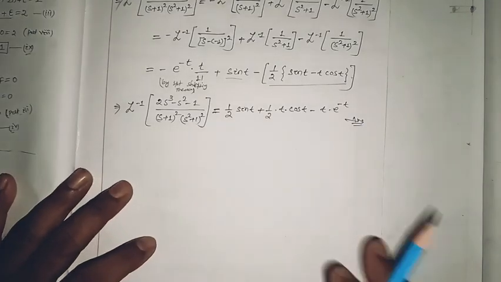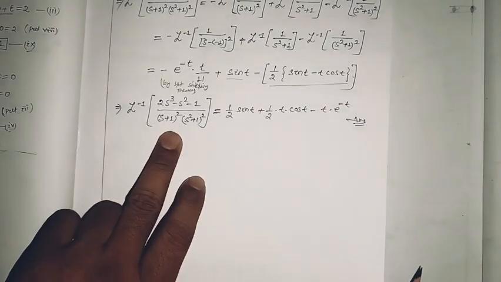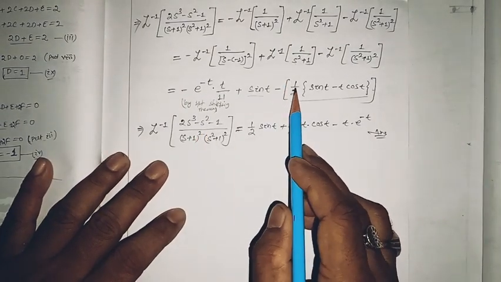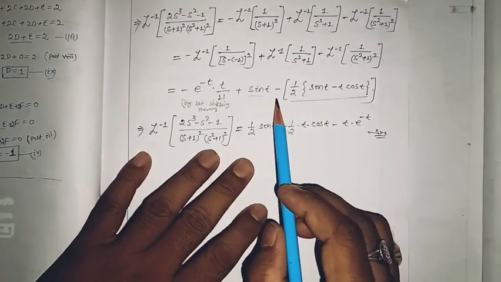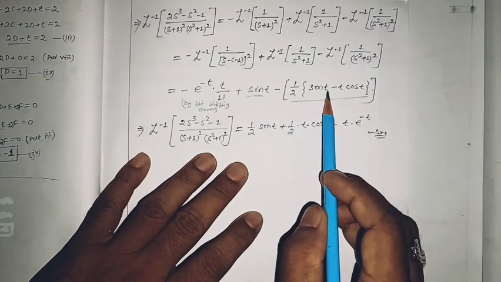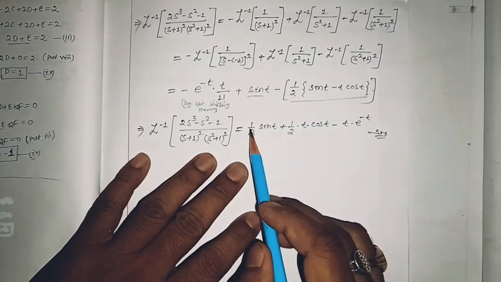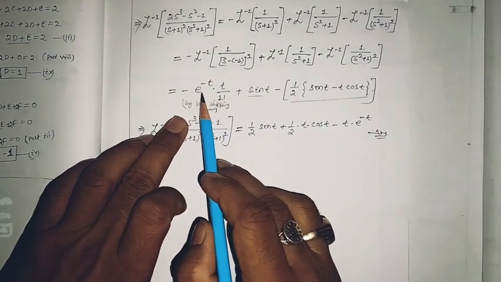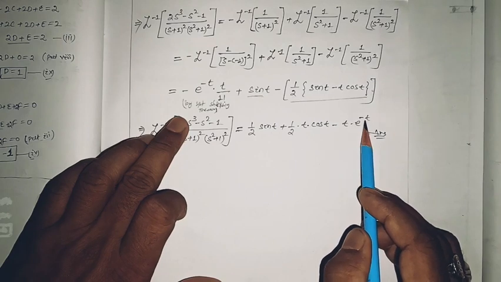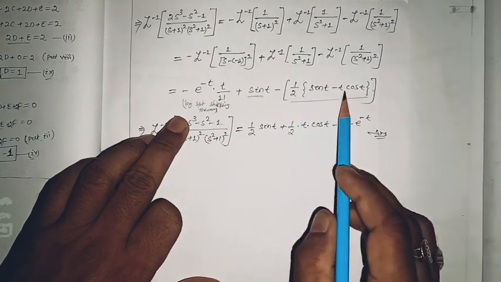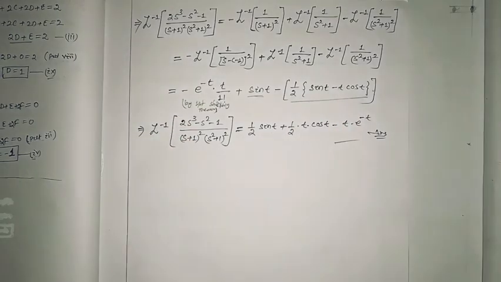So finally, what we found for the inverse Laplace transform of this one will be equal to how much? Here this term will be minus, minus half sin t. So if I subtract, we get half plus half sin t, and this is your minus t e to the power minus t, and plus half t cos t is your answer.